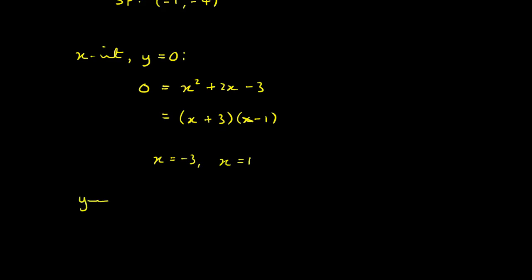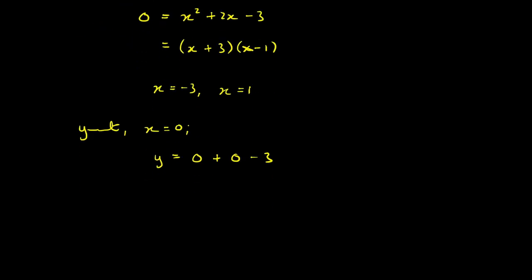The y-intercept is going to be where x is equal to 0. So we can just substitute that in. y is equal to 0 squared plus 2 times 0 minus 3, which is obviously negative 3, right? So we can now indicate this on our graph.